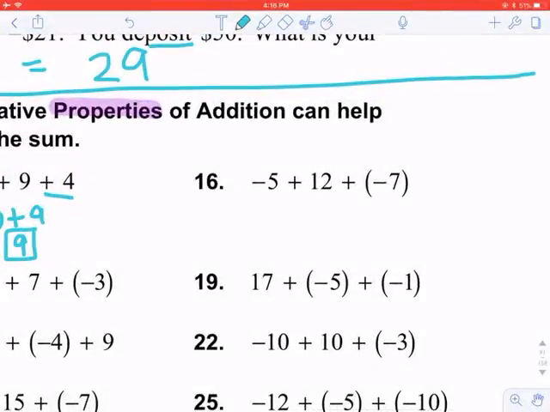On 16, we don't have an opposite to start with, but what I like to do is add up the numbers with the same sign first. So I would do -5 plus -7 first. Same sign, the rule is you add them up, so that's 12, and then you keep the same sign, so that's -12. So I have -12 plus the other 12 in the problem. Here's an opposite now. -12 plus 12 is 0.